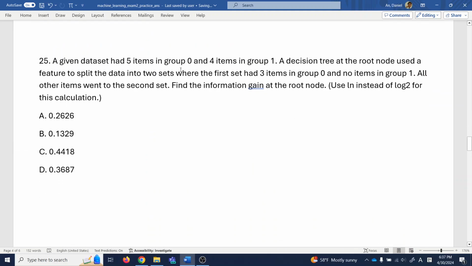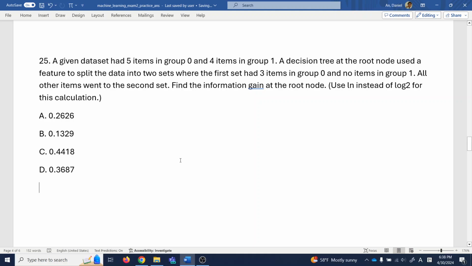A given data set has 5 items in group 0 and 4 items in group 1. A decision tree at the root node used the feature to split the data into 2 sets where the first set had 3 items in group 0 and no items in group 1. All other items went to the second set. Find the information gained at the root node. So here what we want to do is we want to calculate the entropy before and after this split.